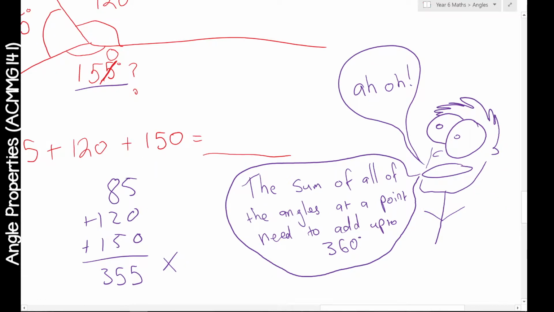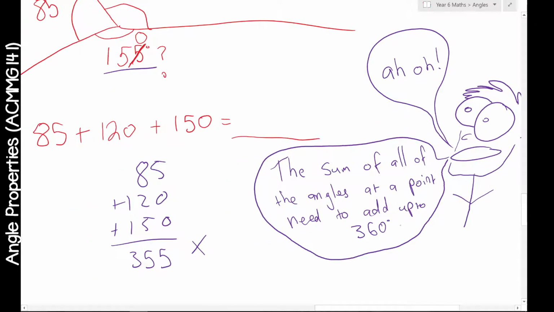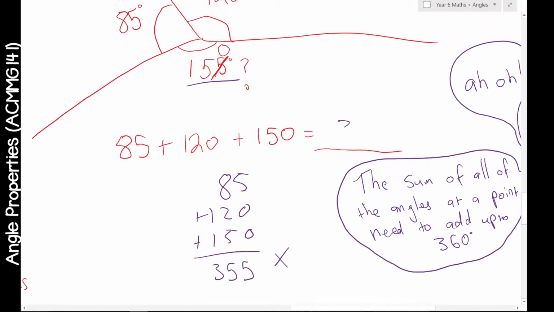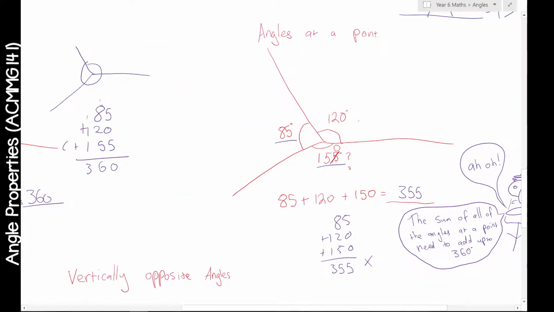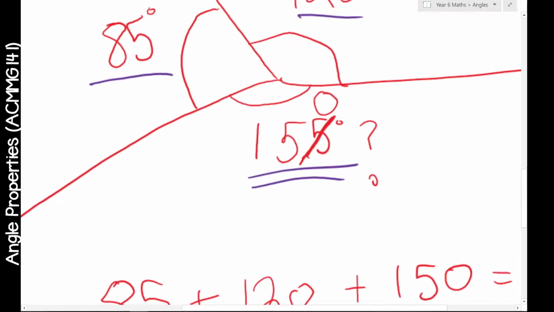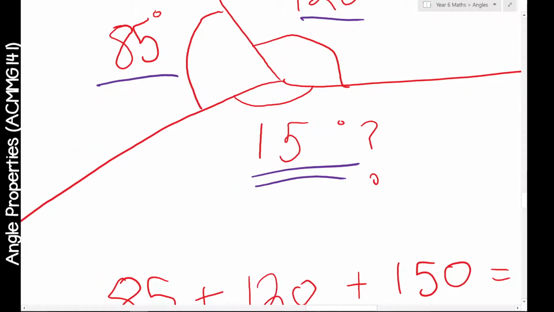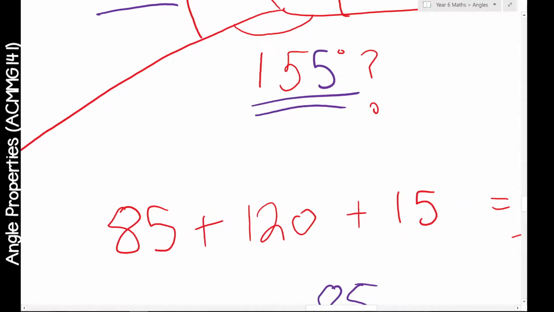So my little person here is saying, uh-oh, they need to equal 360 when they add up to a point. So if your answer was not 360, then you know you've made a mistake, and you probably should go back in your answer and double check your answers. And here we would have realized, oh, actually, it was meant to be 155, and then the answer would equal 360 and would be correct.